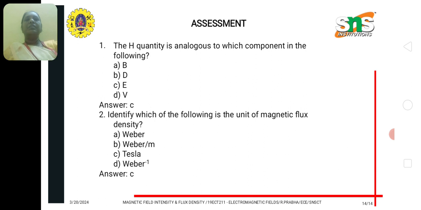Assessment: the H quantity is analogous to which component of the following? Answer is E. Identify the following: the unit of magnetic flux density is Tesla.